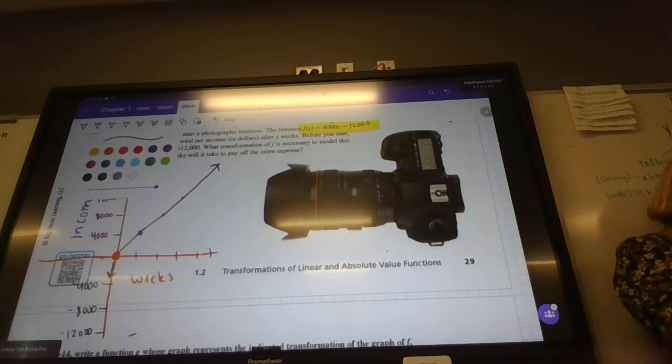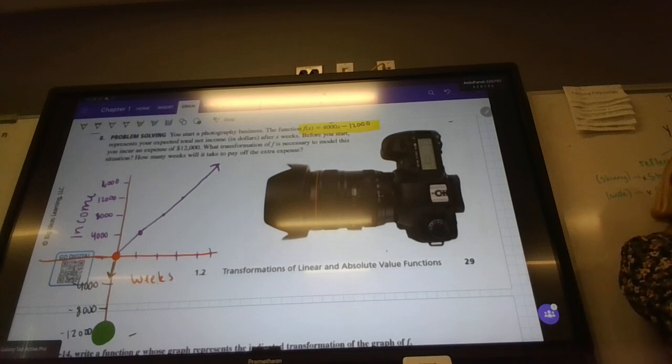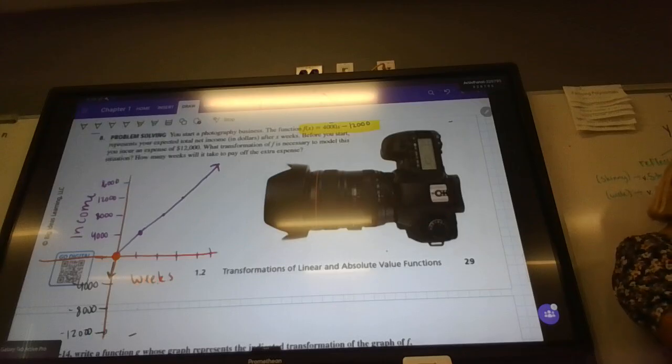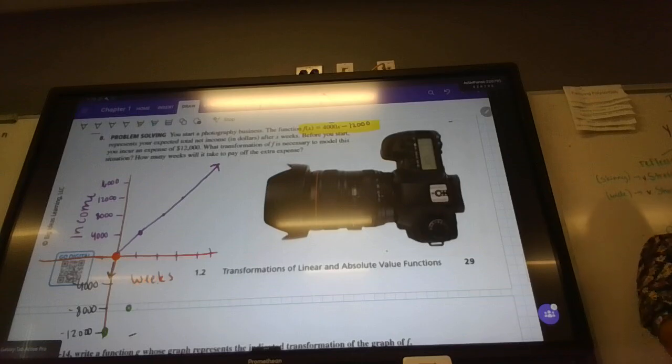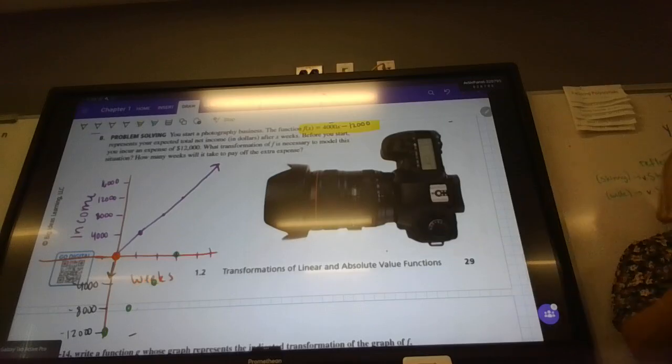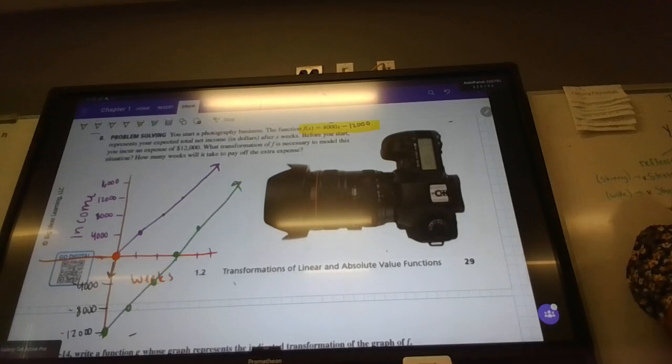All right, so we're dropping this thing down $12,000. So in week 1, you're down to being in the hole 8,000. By week 2, you're in the hole 4,000. By week 3, you have broken even. You're no longer in debt. By week 4, you're making money. So this is an example of a real life vertical translation.